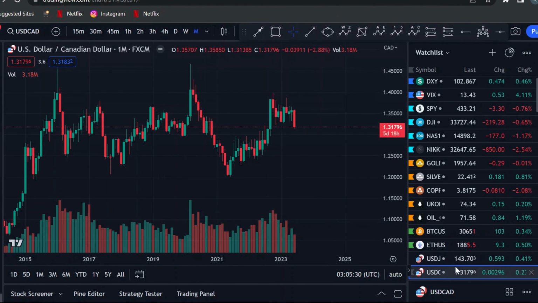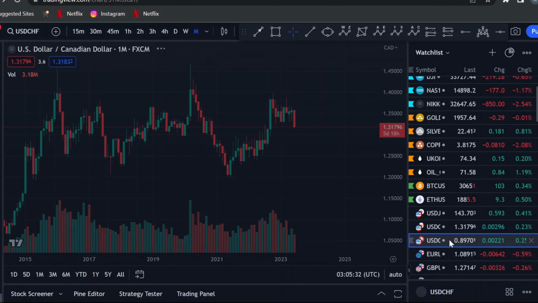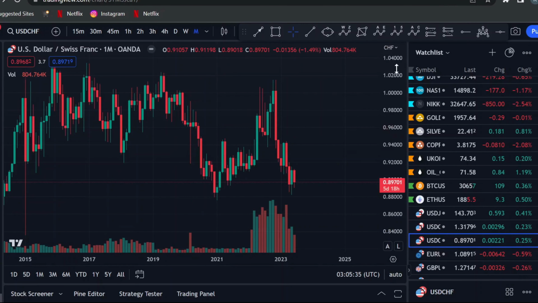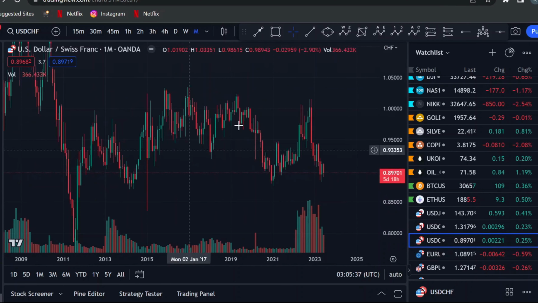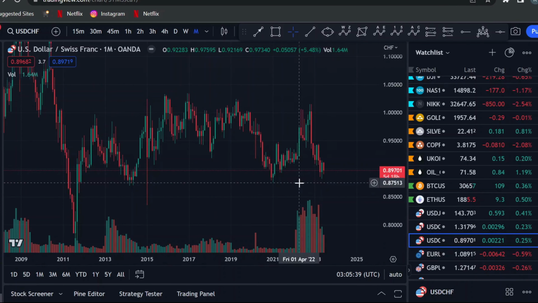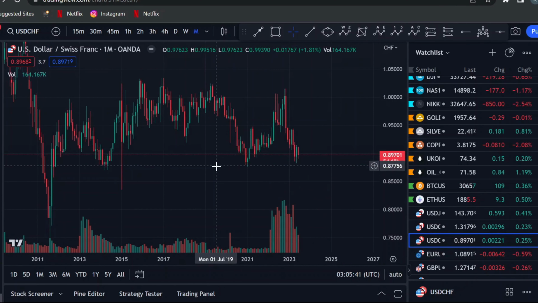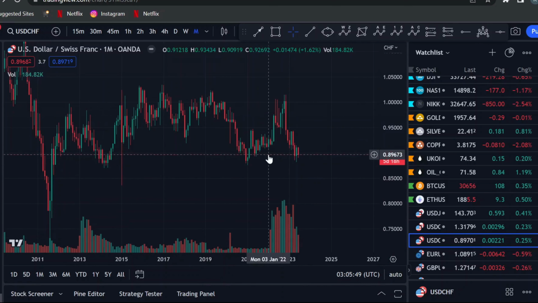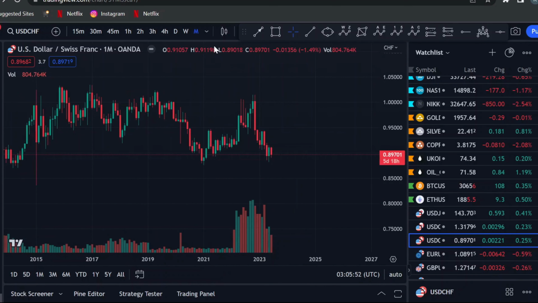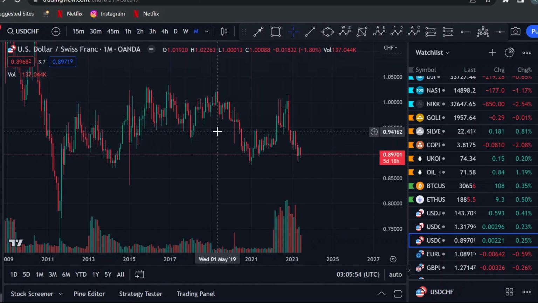so you can see it has been sitting on these long-term support for some time now, and this is the monthly time frame. Of course, I look at the slower time frames because the commitment of traders is more accurate in predicting swing trade or long-term trades.